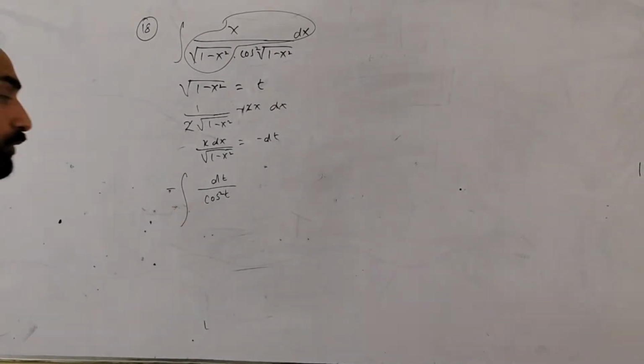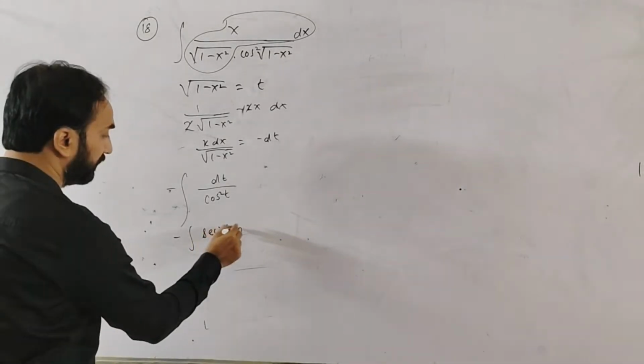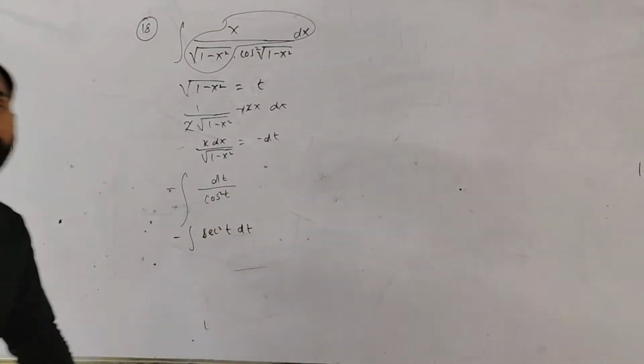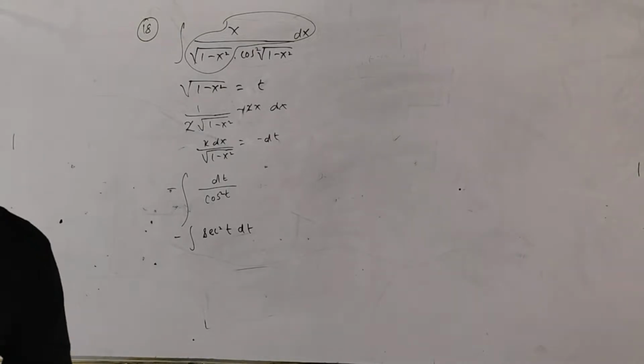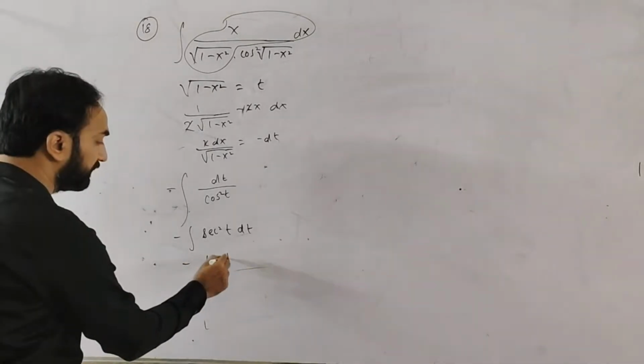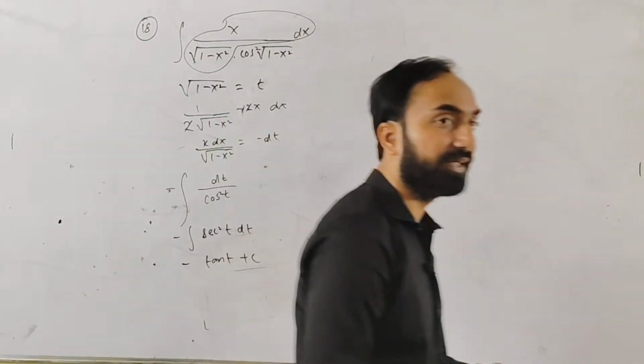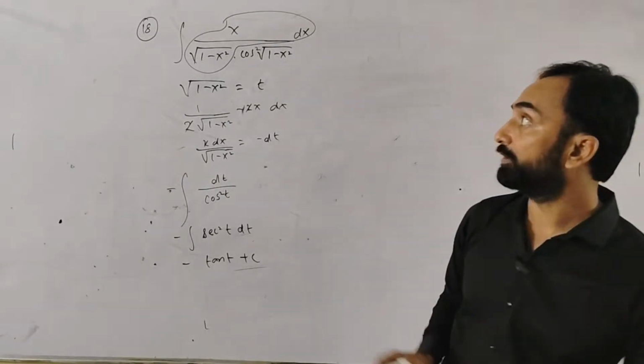So 1 upon cos square t can be written as what? It can be written as secant square t dt. And the integral of secant square t dt will become what? Tan t. This will become minus tan t plus c. So this is your problem number 18.